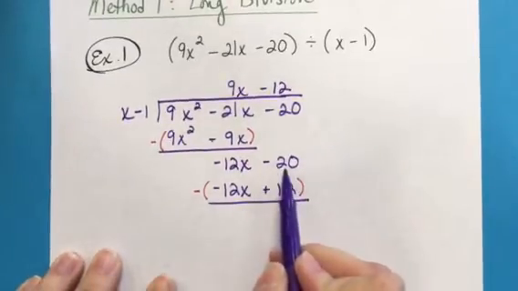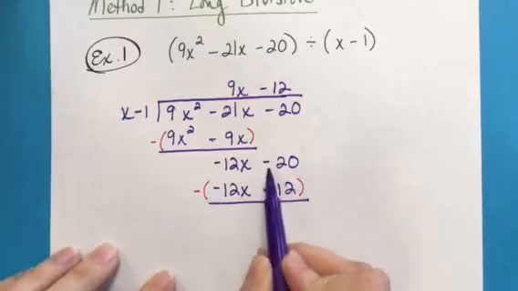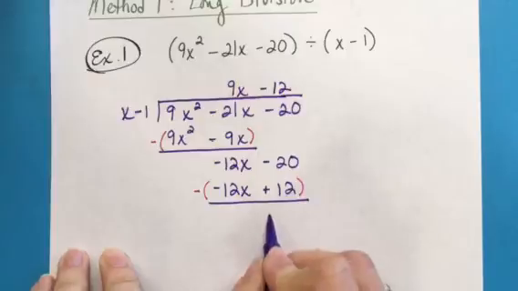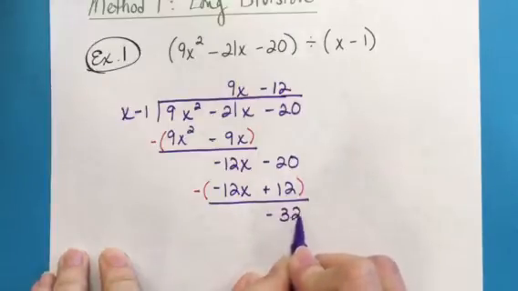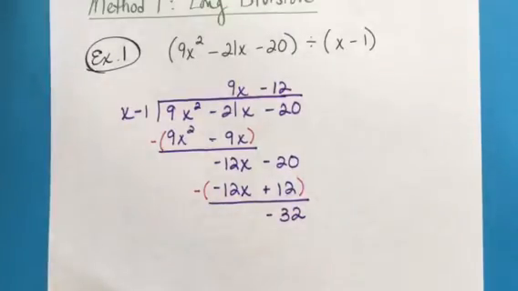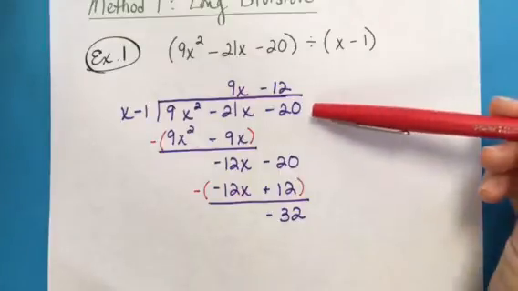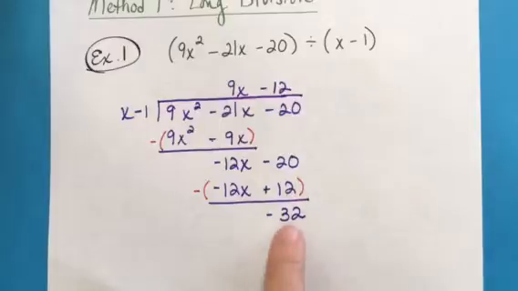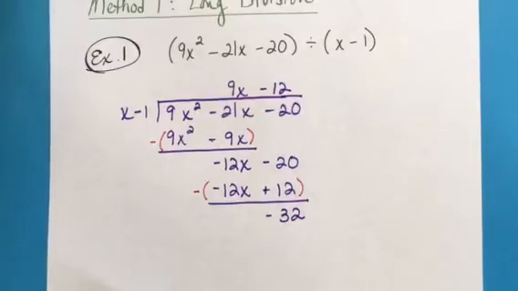Then I have -20 minus 12, which is going to give me -32. All right, so you're done. All we like is writing out the answer. Of course, you know that you're done because you don't have any more terms out here to bring down. So this actually represents your remainder, the -32.